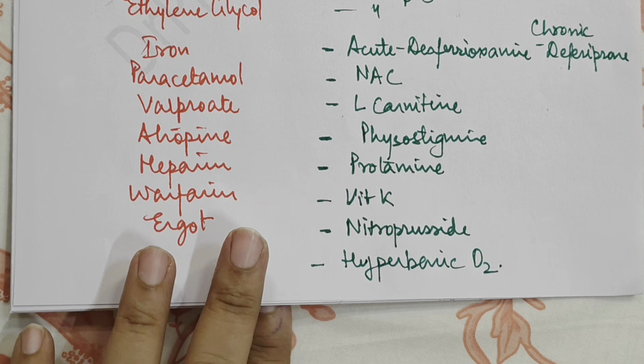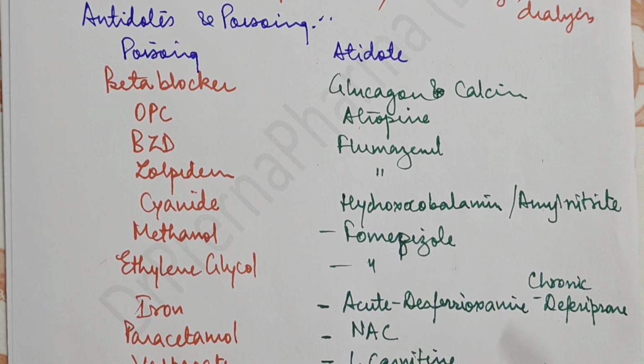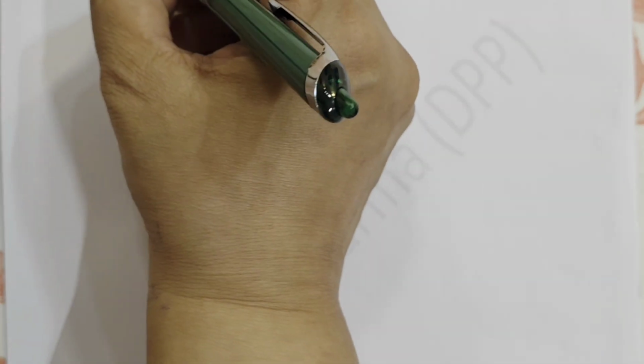So these are various poisonings and their treatment. These poisonings are here and their treatments are here, right? So this was a little bit on the poisonings. In the same line, we can also discuss the chelating agents.